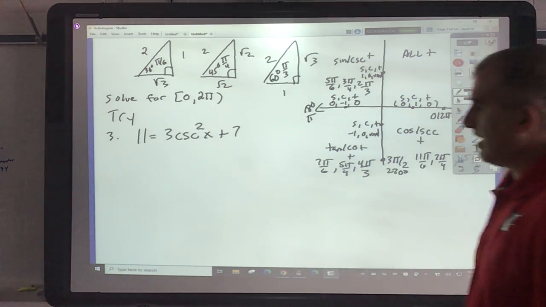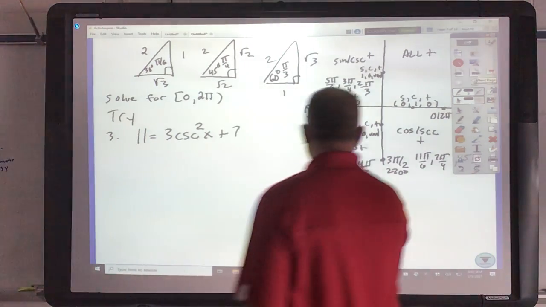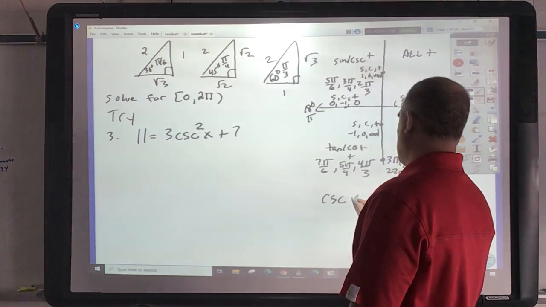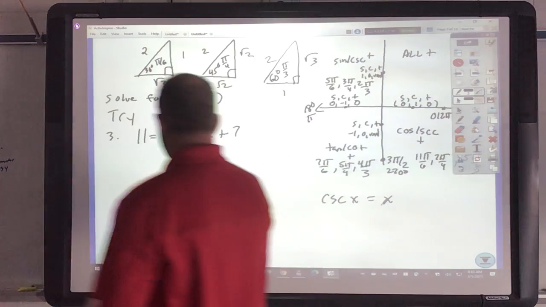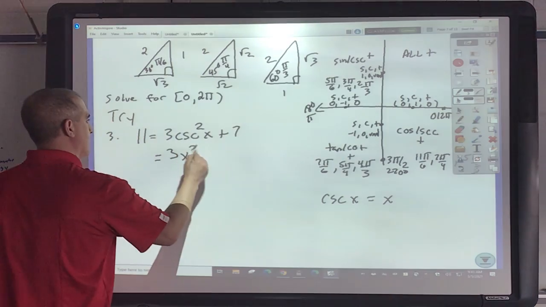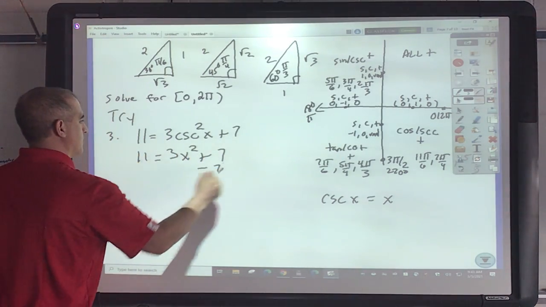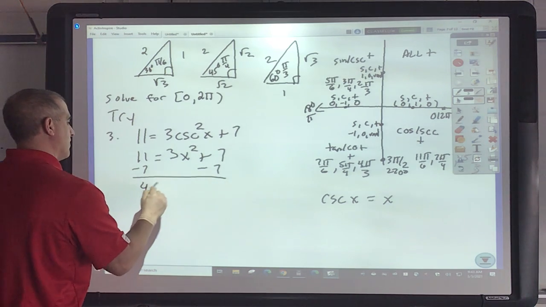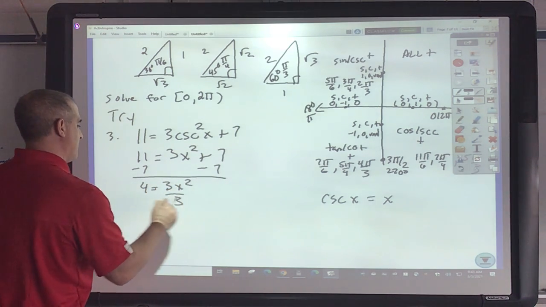Let's go to this one. I got cosecant. Once again, I'm going to take cosecant and replace it with x. So this is going to be 3x squared plus 7 equals 11. Subtract 7. I got 4 equals 3x squared. Divide by 3.